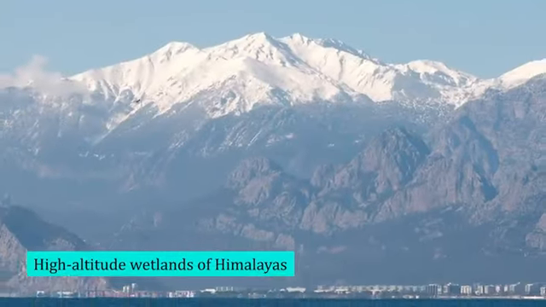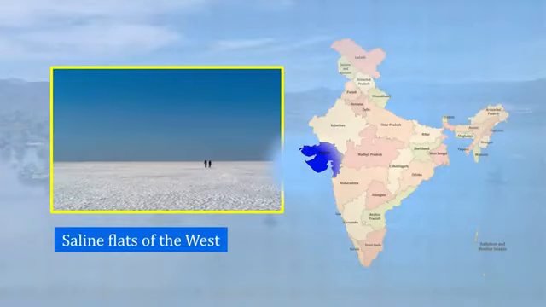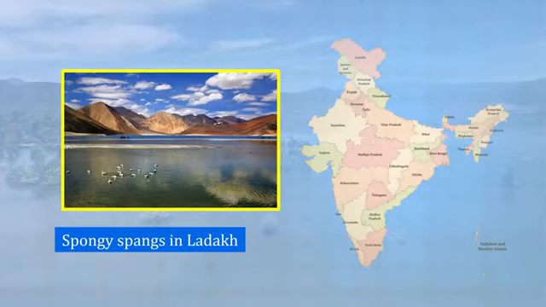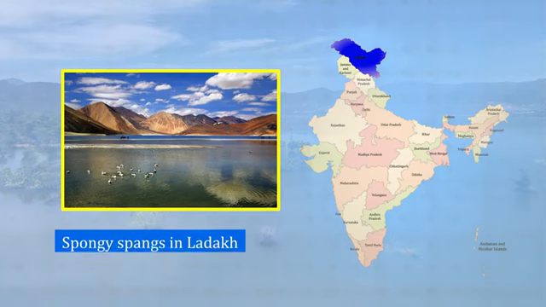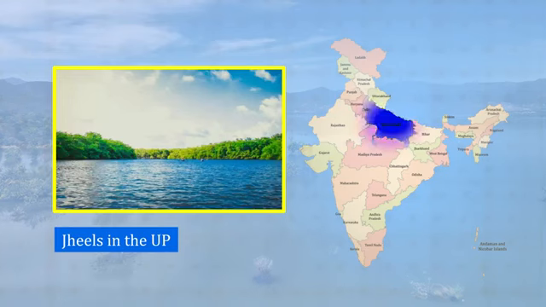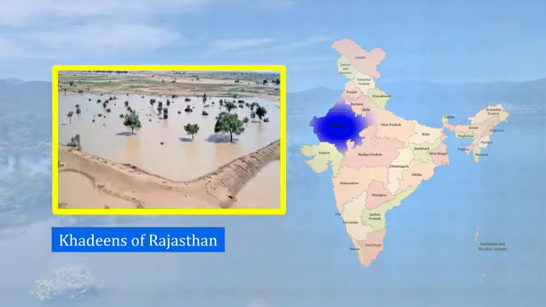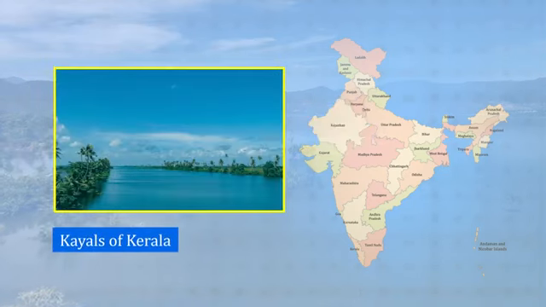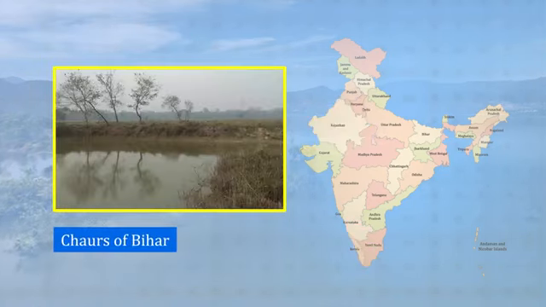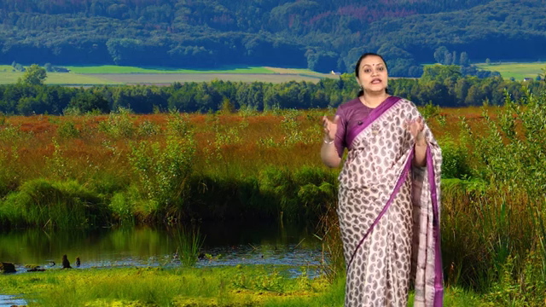From the high altitude wetlands of Himalayas to the saline flats of the west, from the spongy spangs of Ladakh to the fish bharis of Bengal, from jheels in Uttar Pradesh to the kulams of Tamil Nadu, from khadins of Rajasthan to kayals of Kerala, from chors of Bihar to beels of Assam. The diversity of wetland types in India is fascinating.